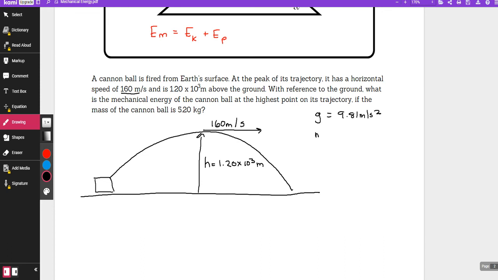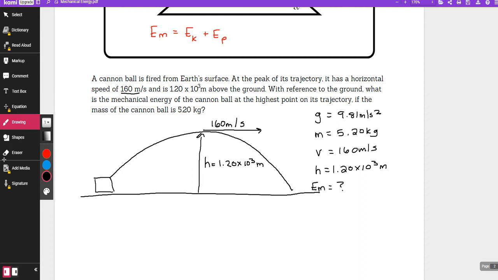And what did I say else? We had a mass, velocity, and height. Okay, and we want to find the total energy of the cannonball, so we're looking for that EM at the peak there. So at the top of its trajectory, this cannonball has kinetic energy due to horizontal motion and EP because of its height above the ground.